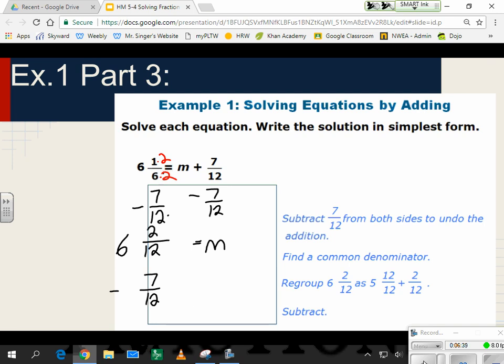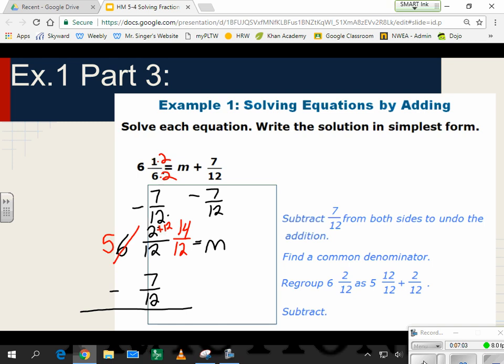Now, if you look here, we can't subtract 2 from 7. It's not going to work. So you know that we can borrow from the 6 to make it a 5. And we got to add 1 whole, so 12/12 to the 2. So basically just add 12 to 2. 12 plus 2 is 14/12. Okay, now we can subtract.